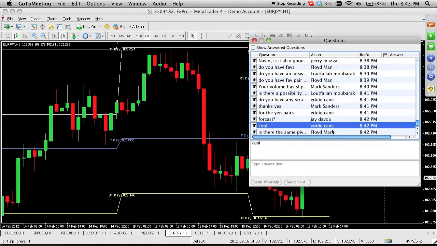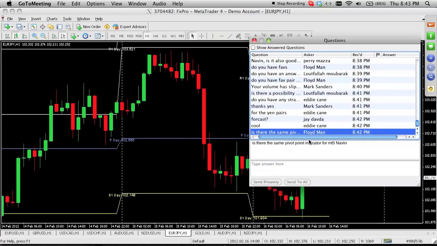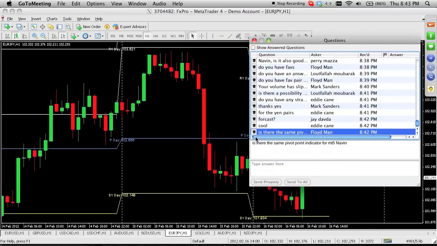Eddie Kane, okay, Floyd. Is there the same pivot point indicator for MT5? I do not know. Actually, maybe Roy can help with that question. I'm not sure how different MT5 indicators are, or if it can even just use MT4 indicators. So I'm sorry, Floyd, I can't answer that. I'm not technically adept with stuff like that.